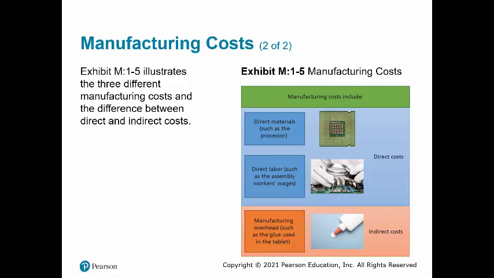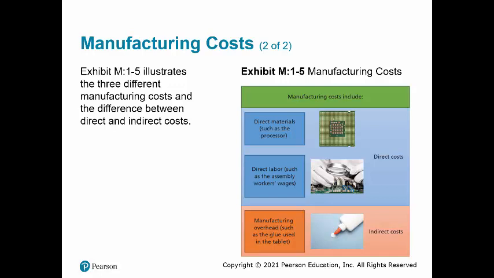Also, we see a picture of someone assembling something. The cost of that labor is a direct labor cost. We can easily trace the amounts that we pay the employees on the assembly line who are assembling the product to each of those individual tablet computers. So both of those are going to be considered direct product costs.